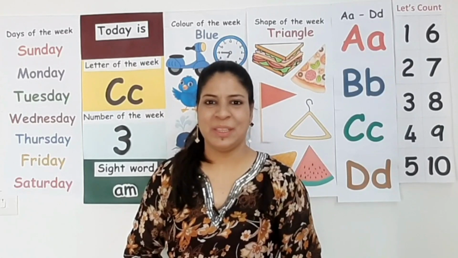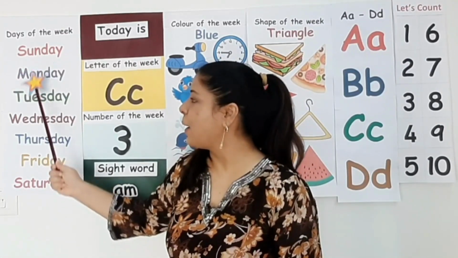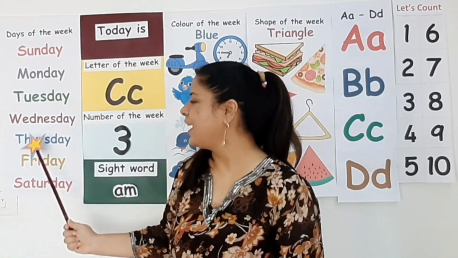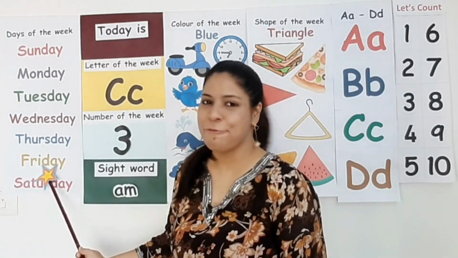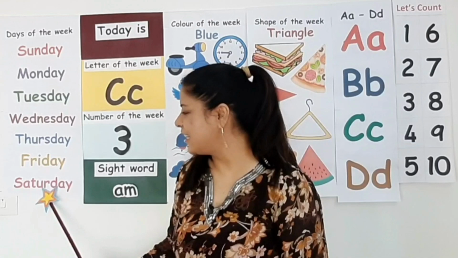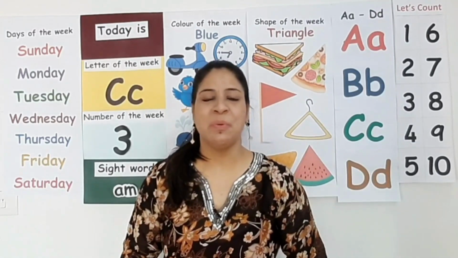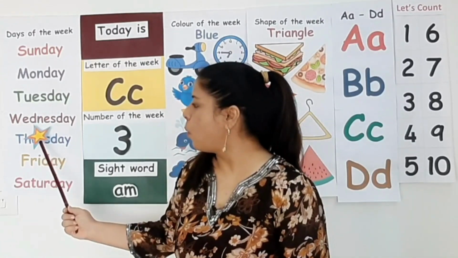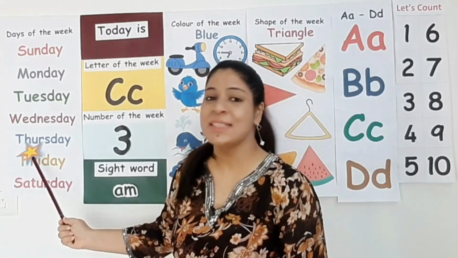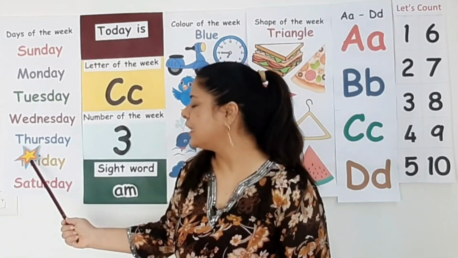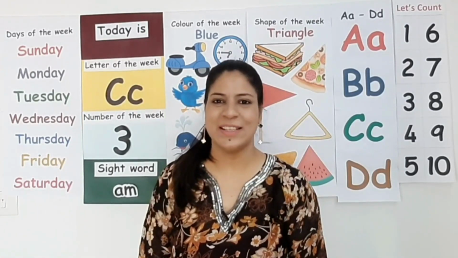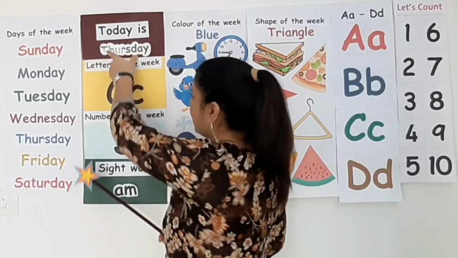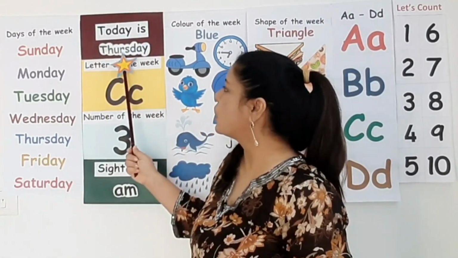Now say along with me. Sunday, Monday, Tuesday, Wednesday, Thursday, Friday, Saturday. Now tell me, what day is it today? Yesterday was Wednesday, so today is Thursday. Today is Thursday all day long.